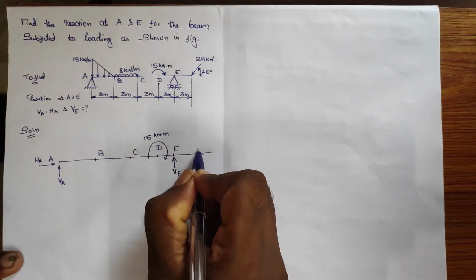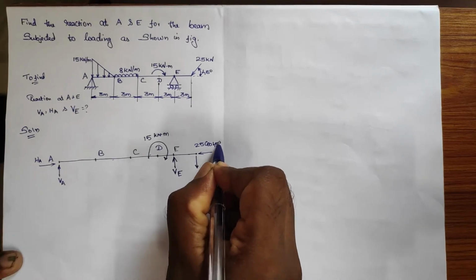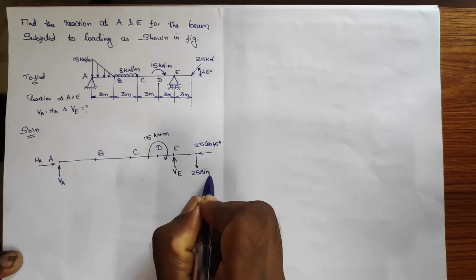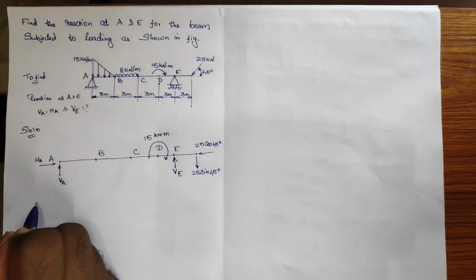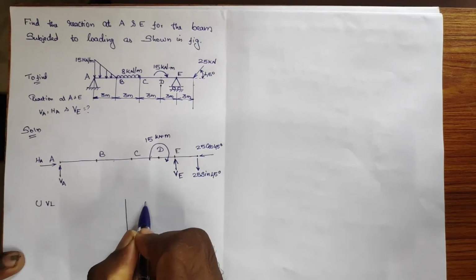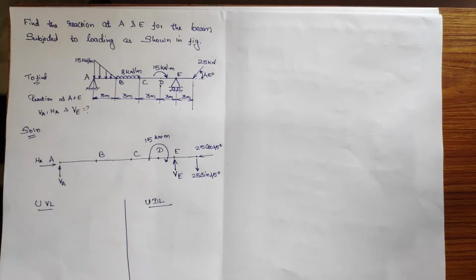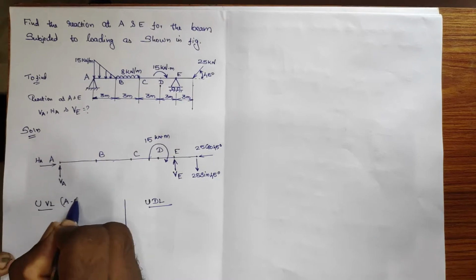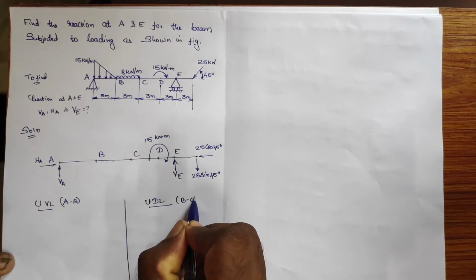So horizontally left I am going to give 25 cos 45 degrees, the horizontal component we need to take, and here 25 sin 45 degrees. Now we shall move to the UVL and UDL, uniformly varying load and uniformly distributed load. The uniformly varying load is between the span AB, and the UDL, uniformly distributed load, is between the span BC.